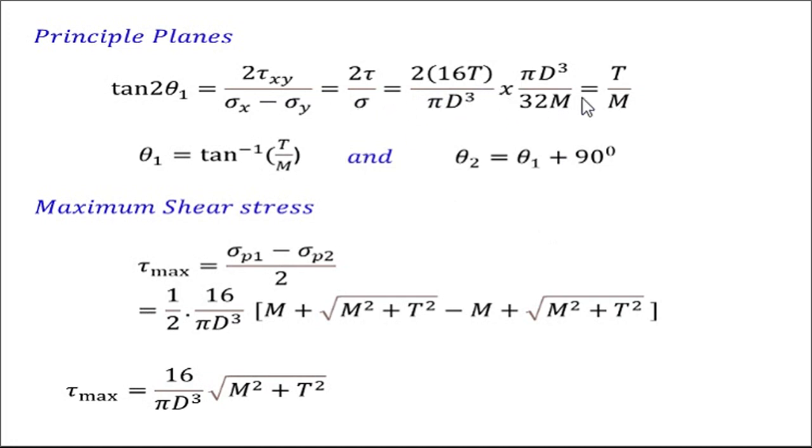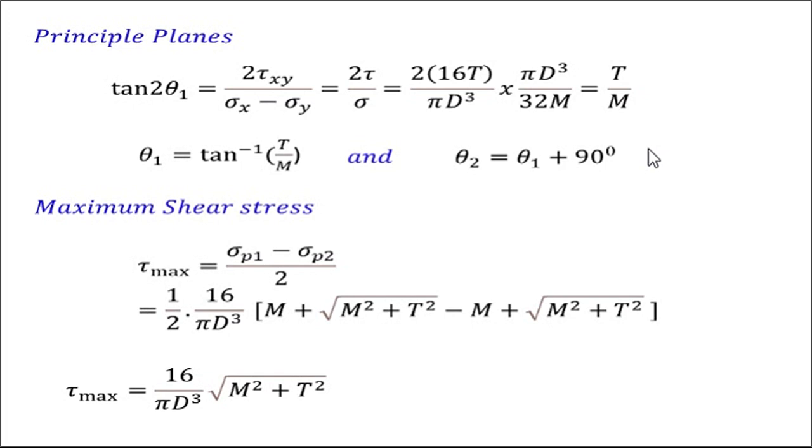If you put both of these values and simplify, you will get the relation T upon M. So theta 1 is equal to tan inverse of T upon M, where T is the torsion and M is the bending moment. And theta 2 you will get from theta 1 plus 90 degrees, because principal planes are mutually perpendicular to each other, which means the angle between the two principal planes is 90 degrees. Because of this, both of these planes are perpendicular.